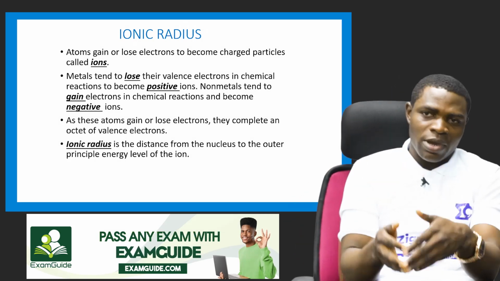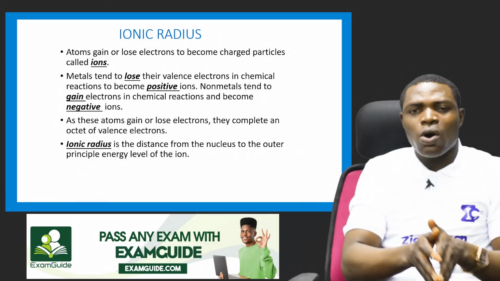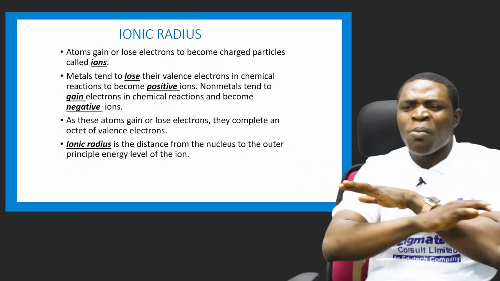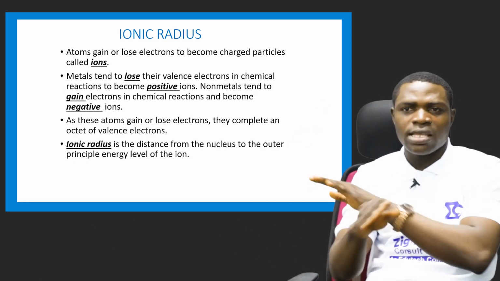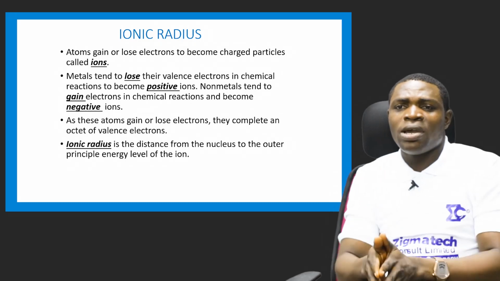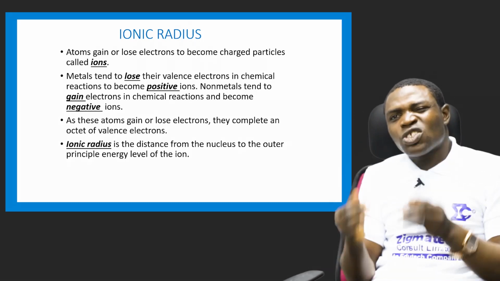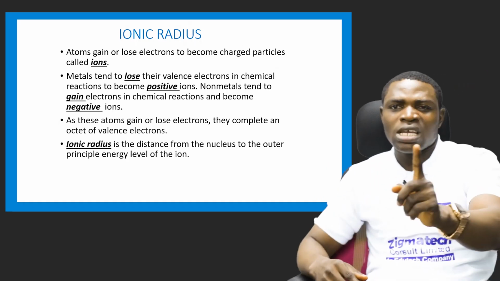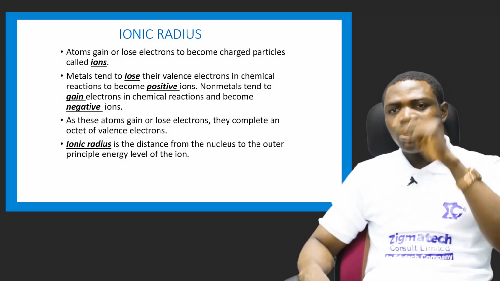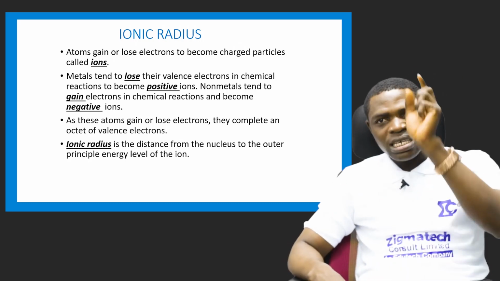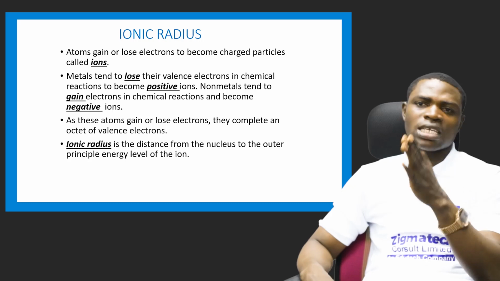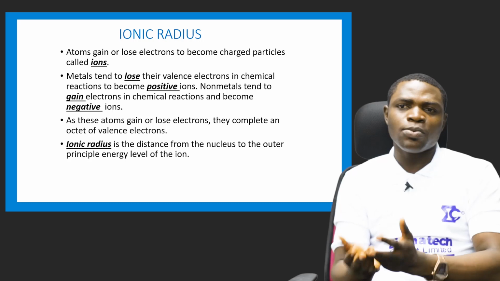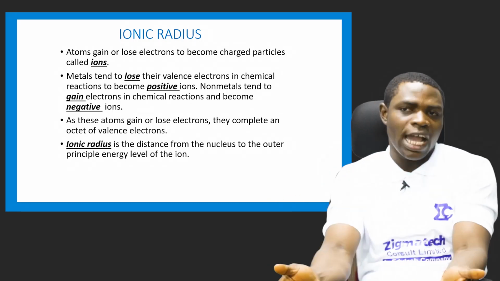Anytime you see any element, whether metal, non-metal, metalloid, transition metal, or lanthanide, no matter the class, the period and the group, anytime you see any element having a charge, it means such element has undergone a kind of chemical combination. If it is positively charged, it has lost electrons. If it is negatively charged, it has gained electrons. So metals tend to lose their valence electrons in chemical reaction, and this enables them to become positively charged. We call them positive ion metals.